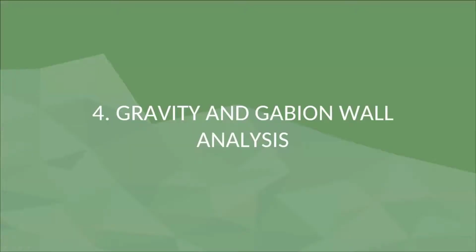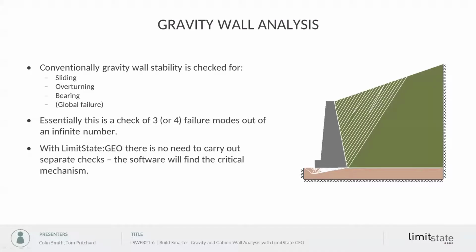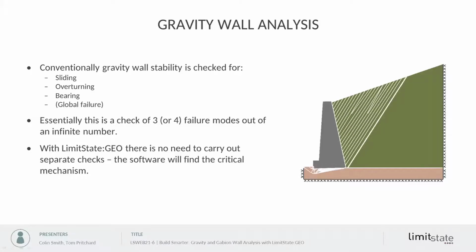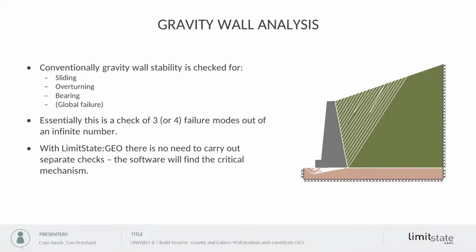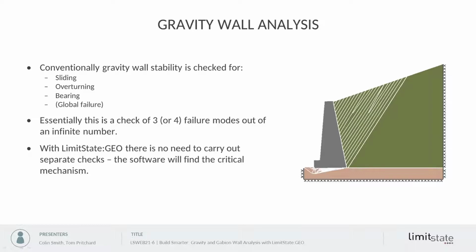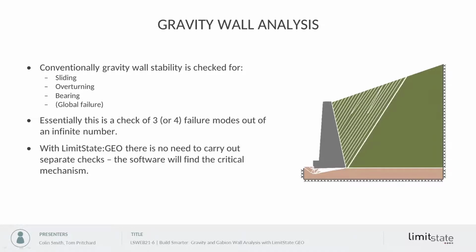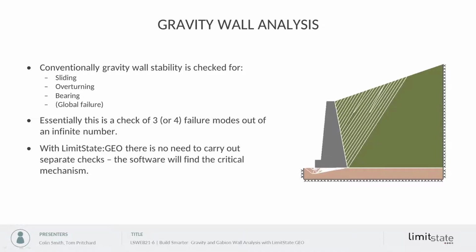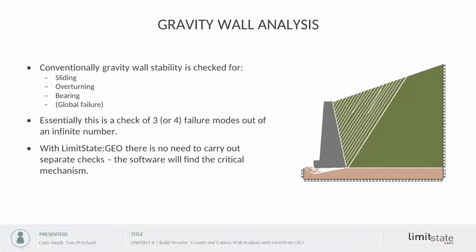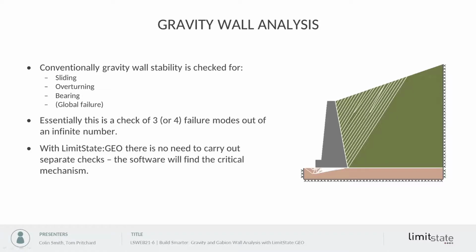So on to gravity and Gabion wall analysis. For gravity wall analysis, conventionally, codes tend to ask you to verify that it's stable against sliding, overturning, bearing capacity, and a global failure. And so this is essentially a check of 3 or 4 different failure modes out of what is essentially an infinite number of modes.